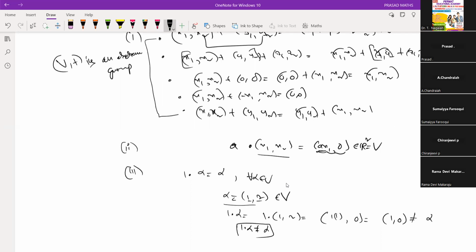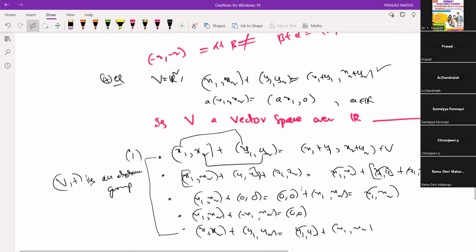Therefore, there exists at least one element such that 1 dot alpha is not equal to alpha. Therefore, it fails to satisfy at least one of the properties of a vector space. Hence, it is not a vector space.